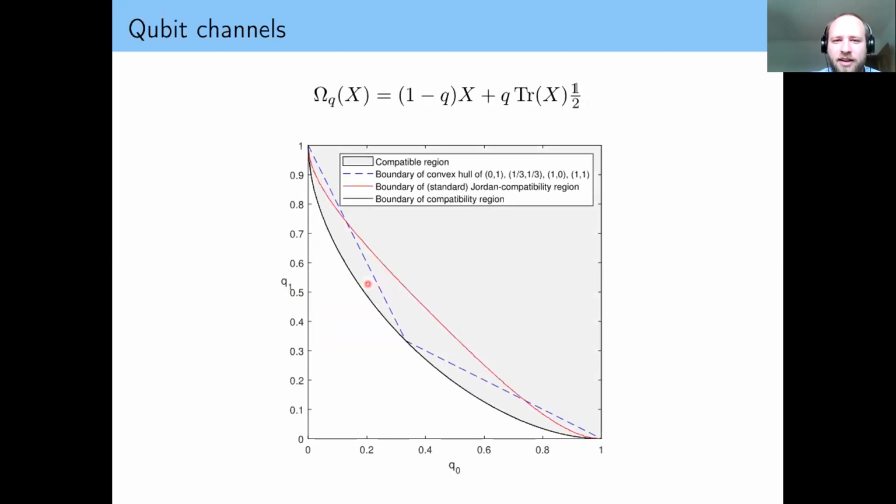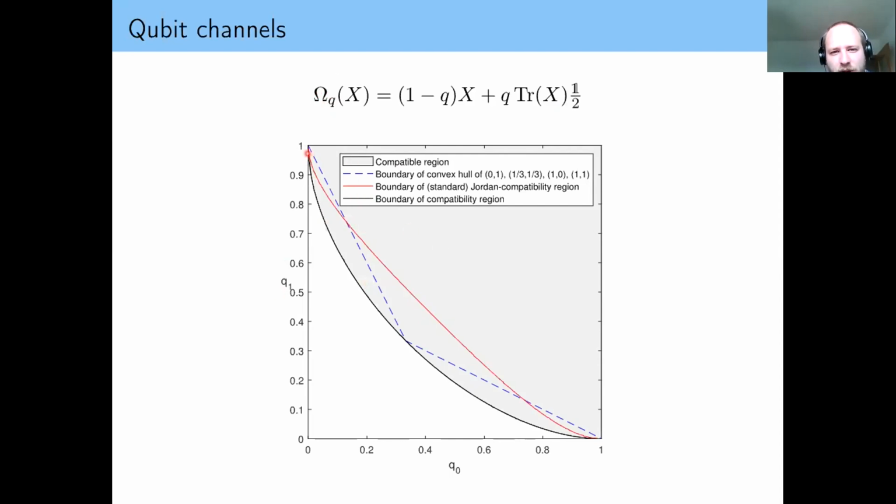And then there's a second example. In this example, we actually consider different channels, and we consider these channels omega q, which are given as this. So it's a convex combination of identity and a constant channel. And it is known that inside this region, above the black curve, the channel omega q0 is compatible with omega q1. So here the channels are different.